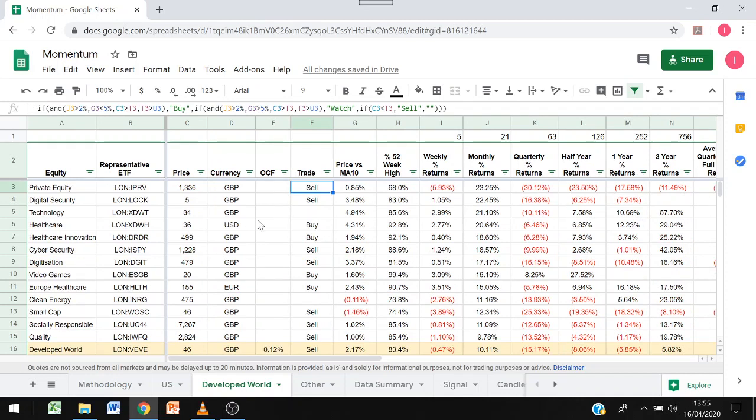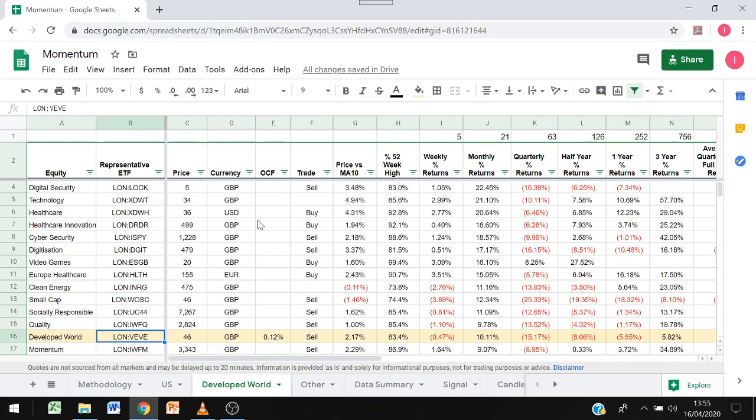Developed world. So we look at a whole range of ETFs here. So private equity. So this would be private equity companies quoted on stock markets in the developed world. Digital security, same thing. Technology, healthcare, healthcare innovation. Cyber security, digitization, and so on. And then we've got the developed world market from Vanguard here.